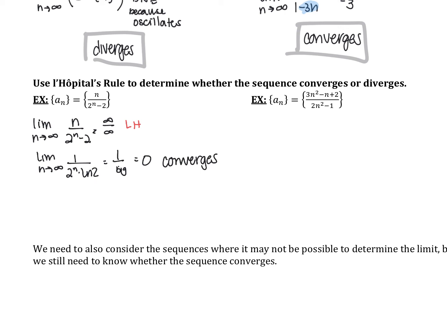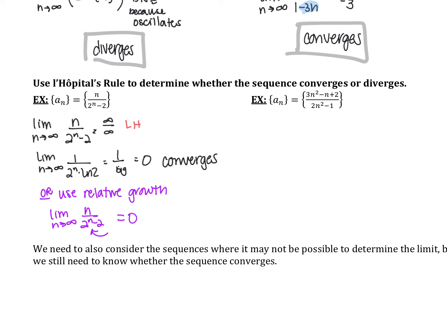Is there another way I could have done this without L'Hopital's? Did any of you think about your relative growth rates? Hopefully when you look at this, you think, oh, you know what? I could do relative growth rates. So if we used relative growth rates, which grows faster? In the original problem, we had the limit as n approaches infinity of n over 2 to the n minus 2. We know that 2 to the n grows so much faster, which means the limit has to be 0, and therefore converges.